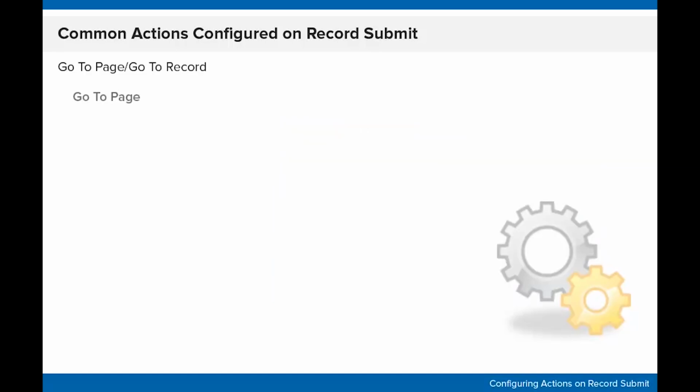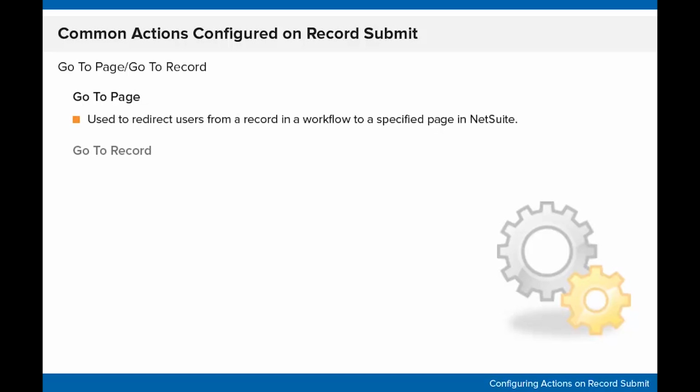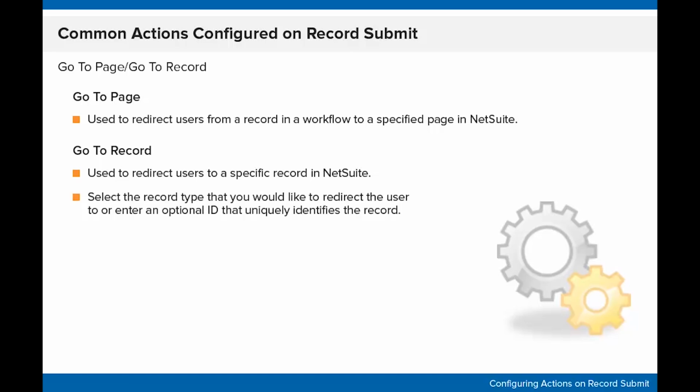The go to page action is used to redirect users from one page to another in NetSuite. The go to record action is used to redirect users to a specific record in NetSuite. When configuring the go to record action, you must choose the record type that you would like to redirect the user to, as well as an optional ID that uniquely identifies the record. If you do not specify a record ID, NetSuite creates a record with the properties you select based on the selected record. The go to page and go to record actions can be configured on the following server triggers: after record submit and entry.